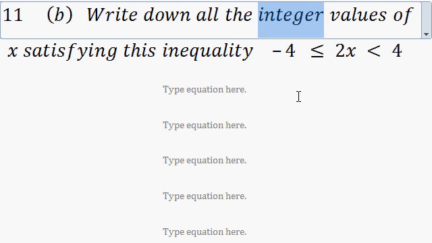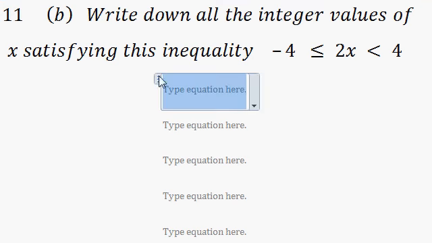It's not a half, 3/4, 0.75, minus 2/3, and so on. So it needs to be a whole number. That's called an integer. You have to write down the integers that satisfy this inequality. Minus 4 is less than or equal to 2x is less than 4. You could do it now, but it's easier if you see a question like this.